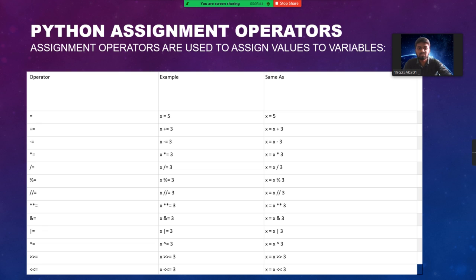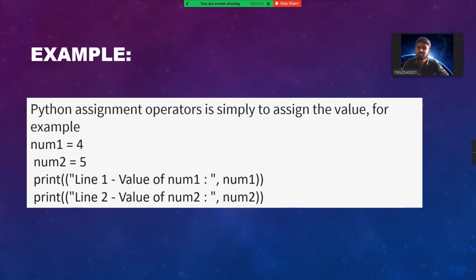We will see a simple example, then you will get clarity about Python assignment operators. Like number 1 is 4 and number 2 is 5. We're assigning the value 4 to number 1 and 5 to number 2, using equal to. Python assignment operators simply assign values, for example like this. We will print number 1 and number 2 like that also.